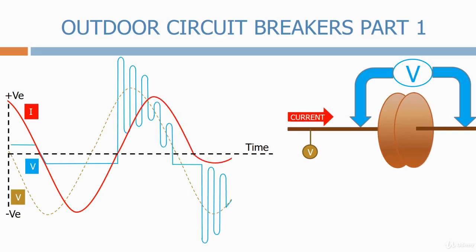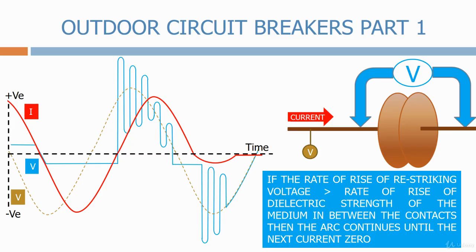This time, the arc reforms and manages to bridge the gap between the separating contacts. The contacts now continue to open, and hopefully, by the time we get to the next current zero, there's sufficient distance between them to switch off the current. Why did it work this time? Well, because there's more insulated medium in between the contacts now, the gap in between the contacts has a higher dielectric strength, which the restriking voltage cannot break down.